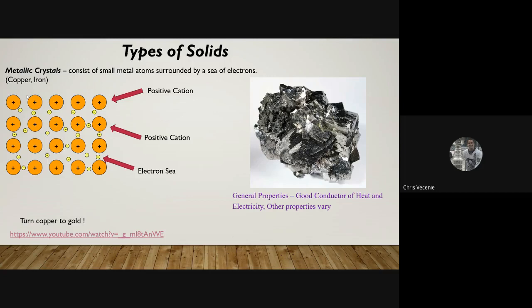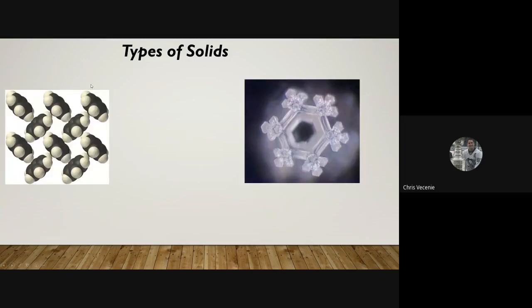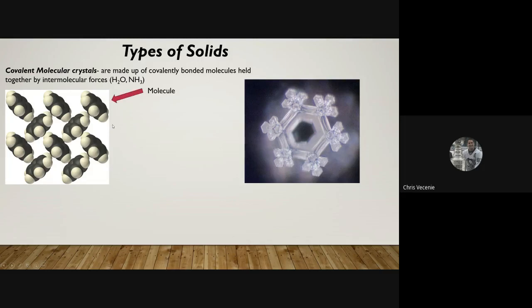We've got ionic, we've got covalent networks, we've got metallic. The last one is the second type of covalent crystal, called a covalent molecular crystal. And these ones are almost the exact opposite of your covalent network. Your covalent moleculars do not have bonds in between them like the networks do. What they have are one molecule being attracted with intermolecular forces to another molecule.